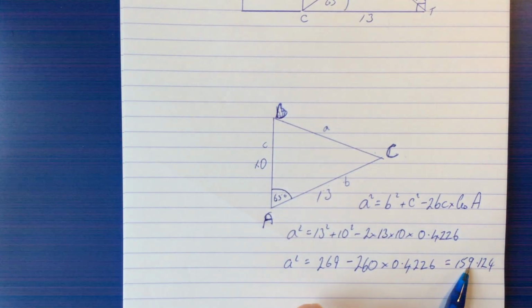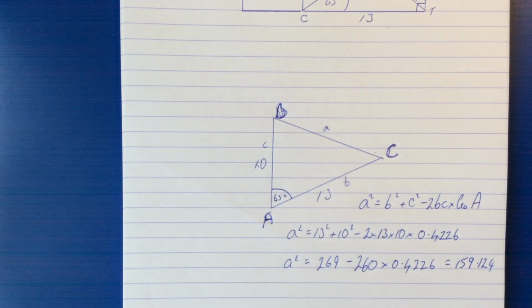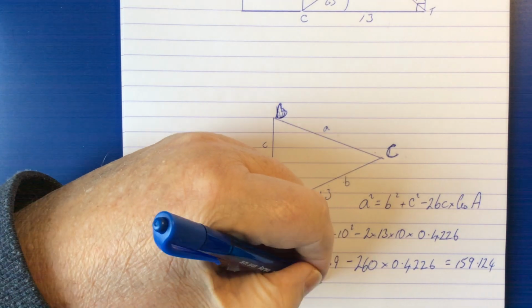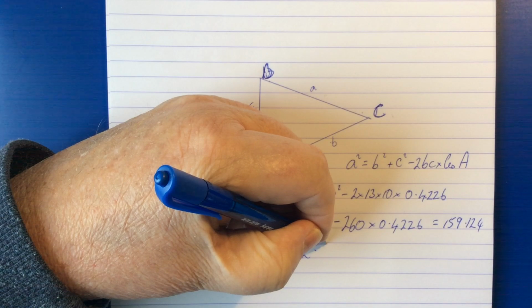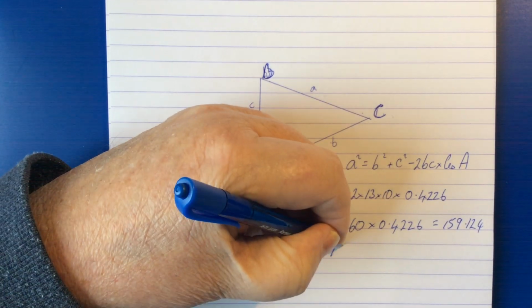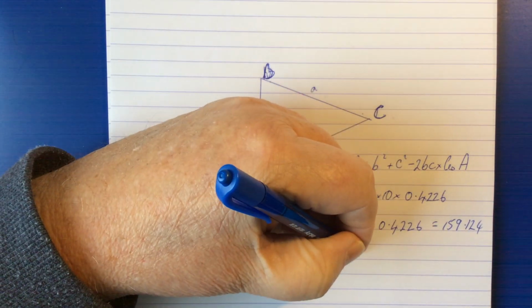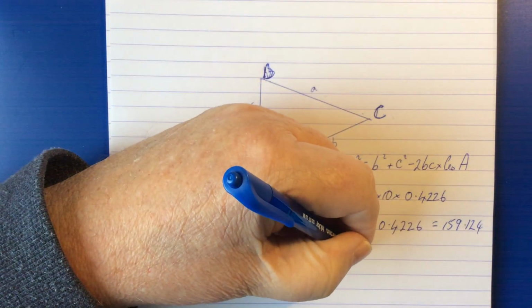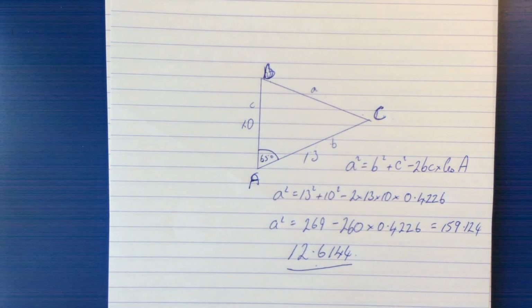Now, we need to find the square root of this number, and that will be this length here. So, square root of that is, I'll write it down here in big numbers, 12.6144. We don't know if this is meters or not. I can't remember the original drawing. We'll just leave it at that. The measurement is 12.6144.